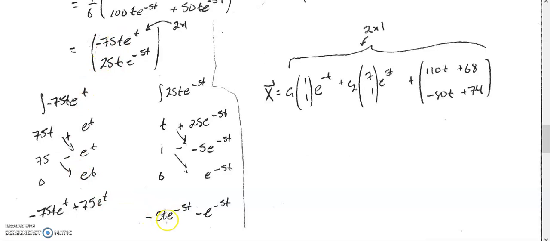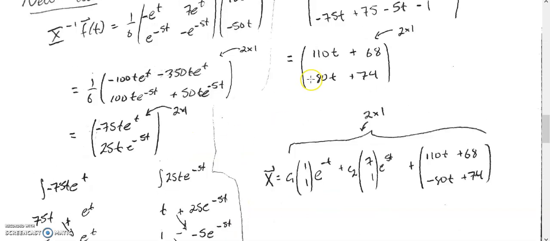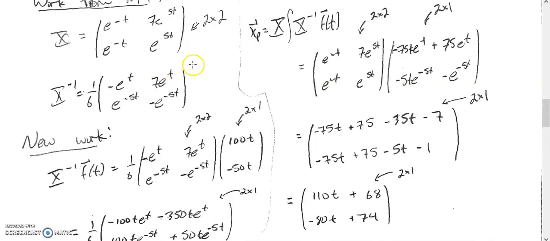And then I get minus 5t e to the negative 5t minus e to the negative 5t. And that's all with this integration by parts. So then I come up here, and that line right there is what I just read with the 75s, and this is the other integration by parts. Once again, this is a 2 by 1. That's a column vector, right?